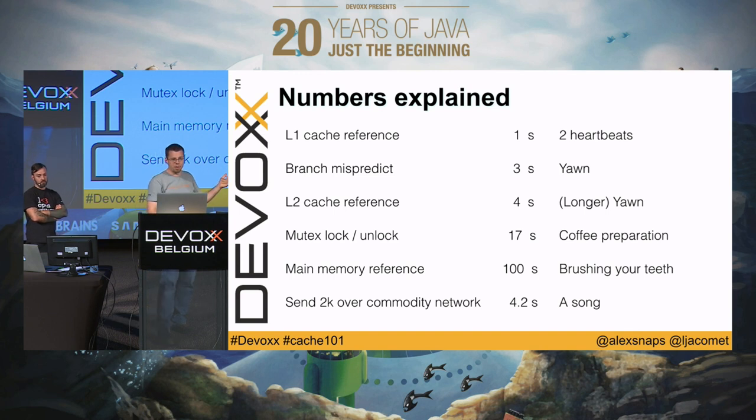Like if you go down from L1 cache reference, which takes a second, so that's 2 heartbeats, up to a mutex lock unlock, which is the time your machine makes a coffee, I guess. I'm not so much of a coffee drinker, so if I'm off, don't blame me. And then 2K over network, commodity, yes, but probably 10 gig, 4.2 seconds. Oh, seconds? Crap, that's a typo. Minutes. That was an M there. My bad. Or it's a very short song. No, it's a minute. It's a typo. My bad. So we're clearly already changing the scale.